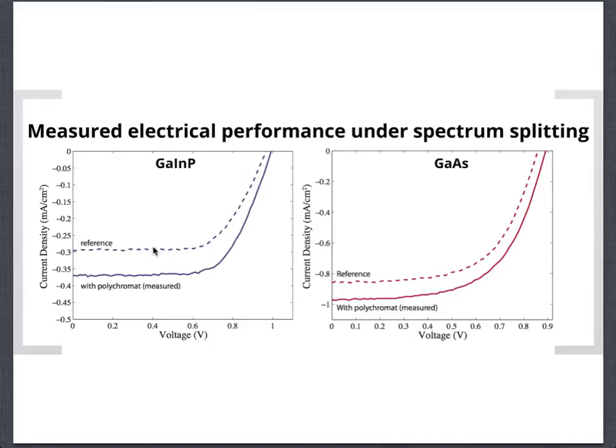So as expected, we had an increase in both gallium indium phosphide and gallium arsenide cells, but in the simulation we saw that the increase for gallium indium phosphide was quite a bit higher than in the measurement, and for gallium arsenide it's actually higher than what we expected. What happens is that some of the higher energy photons are actually getting to the gallium arsenide cells. So it's increasing more than we expected, and that is causing a smaller increase in the gallium indium phosphide cell.